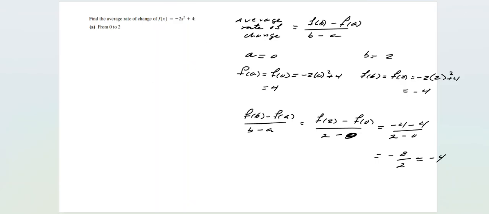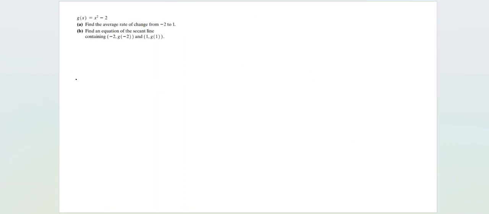The next and last problem that I want to show you is this, where we have to find the average rate of change, and later we have to find the equation of the secant line containing the points (minus 2, g of minus 2) and (1, g of 1). In this case, the function given is g of x equals x squared minus 2, and they want to find the average rate of change from minus 2 to 1. So the first step would be to find the average rate of change. So I know that a equals minus 2, and I know that b equals 1, right?